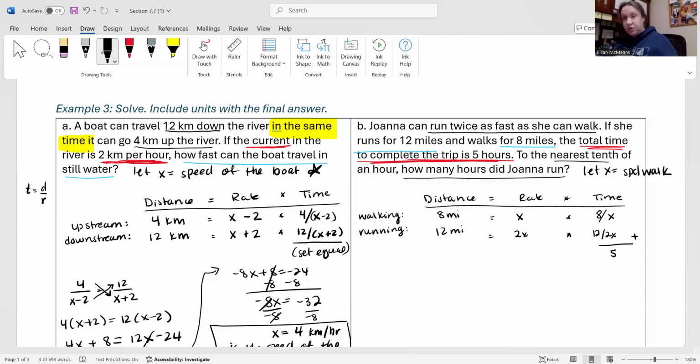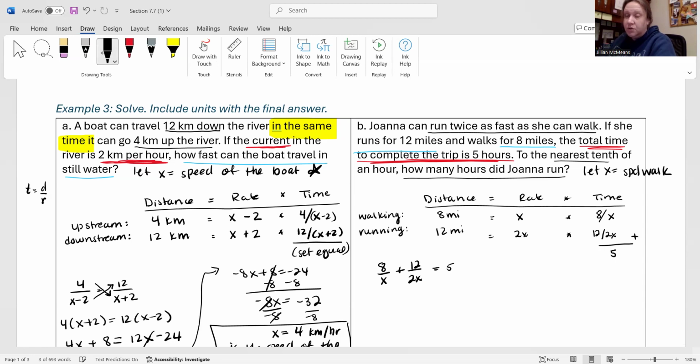And we want to take those 2 individual times. We don't know how much time each of these are, but we know the individual times are going to be 8 over x, 12 divided by 2x. And if we add those and set them equal to 5, we can solve for x. So we've got 8 over x plus 12 over 2x equals 5.